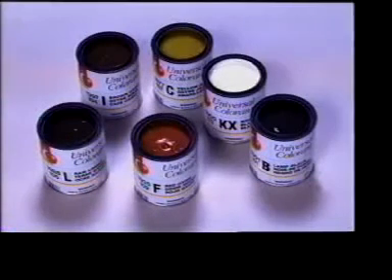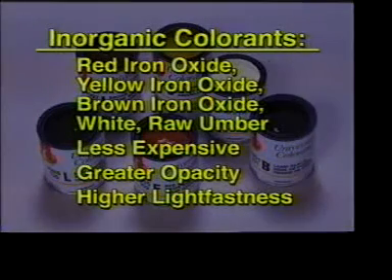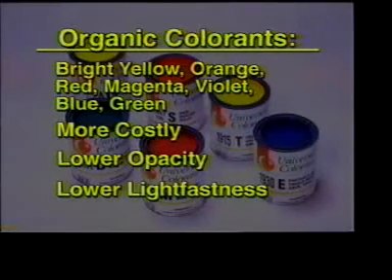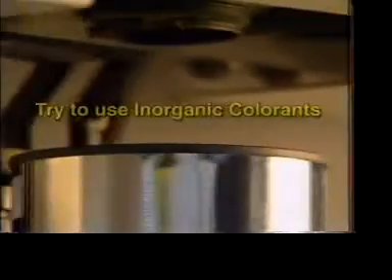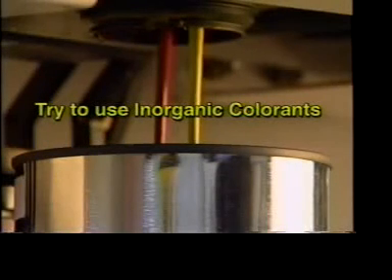With the proper use of colorants, you can satisfy your customer and your bottom line. When mixing paint, remember that inorganic colorants such as red iron oxide, yellow iron oxide, brown iron oxide, white, and raw umber are less expensive, have greater opacity, and have a higher degree of light fastness. Organic colorants, such as the brighter shades of yellow, orange, red, magenta, violet, blue, and green, are more costly. They have a lower opacity, and in some cases, a lower degree of light fastness. Remember to try to use inorganic colorants when you are mixing paints.